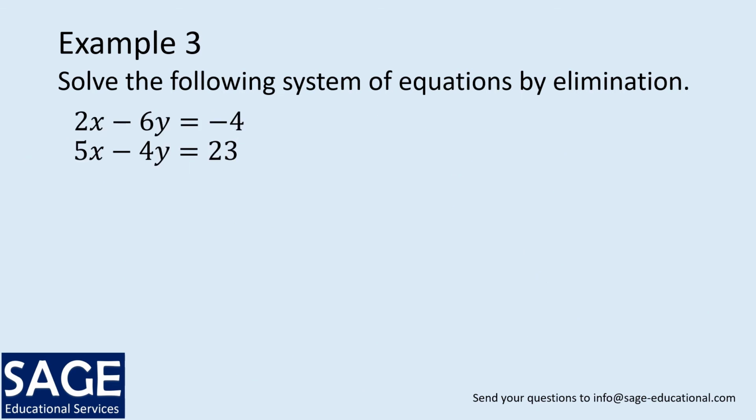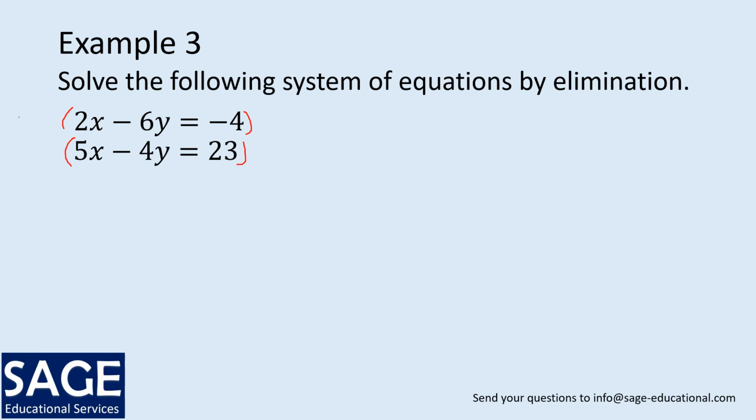Now again, here's another example. I cannot simply add the equations together to eliminate variables, but what I see is the coefficient of x in the first equation is 2, and the coefficient of x in the second equation is 5. If I were to multiply the first equation by 5 and the second equation by negative 2, then the coefficients of x in both equations would become 10x and negative 10x, and those can be added to eliminate x.